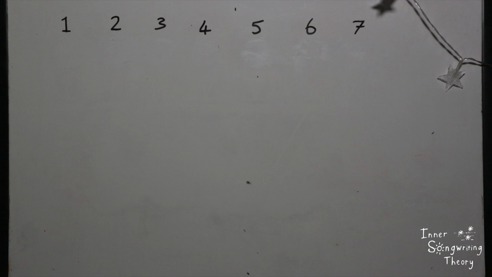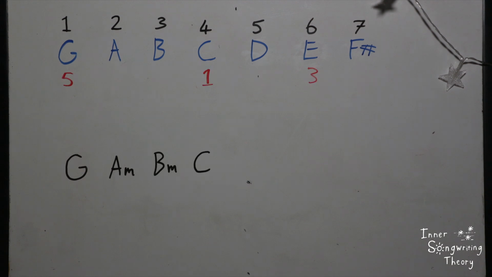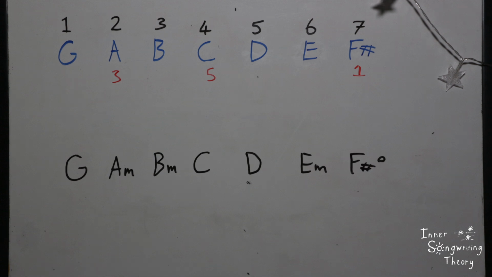If we apply our 1-3-5 pattern to the G major scale, G, B, D gives us G major, A, C, E gives us A minor, B, D, F sharp gives us B minor, C, E, G gives us C major, D, F sharp, A gives us D major, E, G, B gives us E minor, and finally F sharp, A, C gives us F sharp diminished.